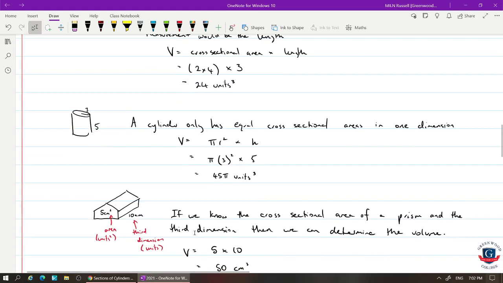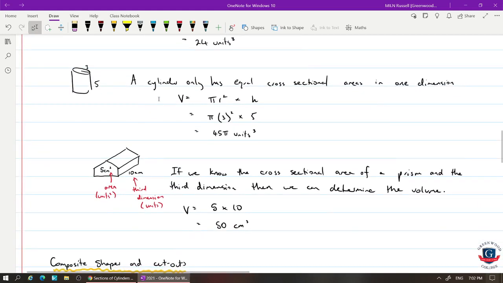Now let's look at our cylinder. A cylinder only has equal cross-sectional areas in one dimension. That's between the top and the bottom. If we went left to right, they wouldn't be equal, as we saw before. So we need to find the area of the top, and multiply it by the height. To find the area of a circle, we use pi r squared. The radius is 3. Pi times 3 squared is 9 pi. Multiply that by 5, it gives us 45 pi units cubed. And if we wanted to, we could stick that in a calculator and get a decimal value.